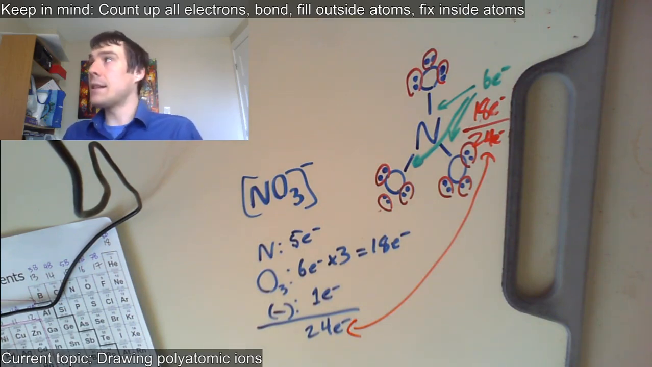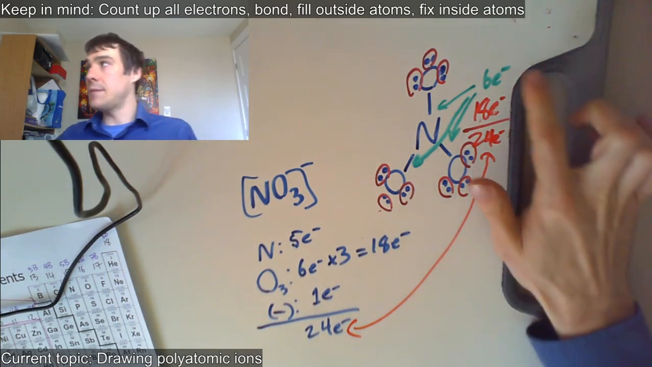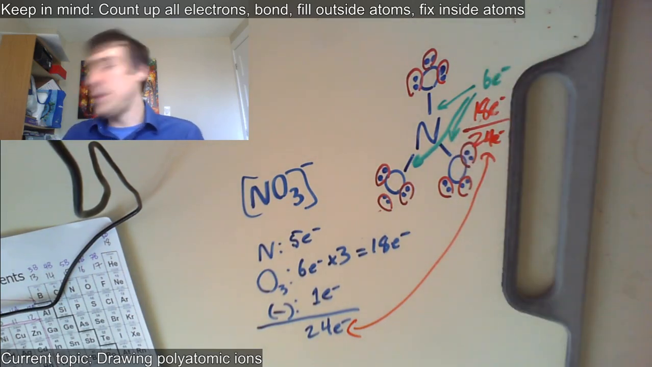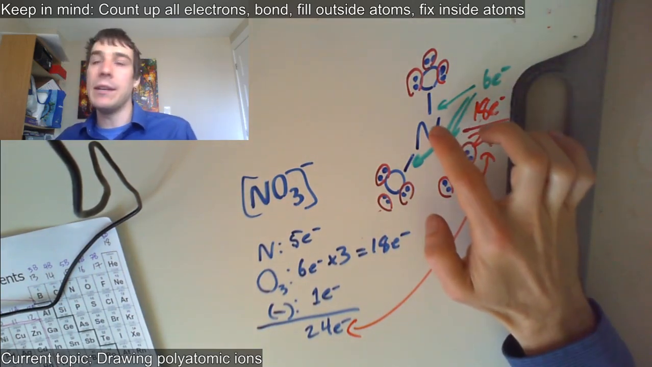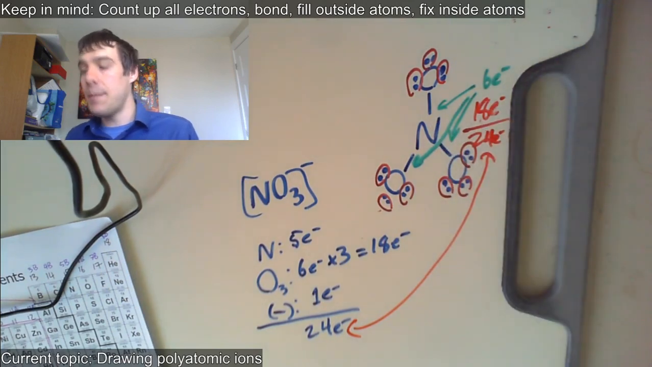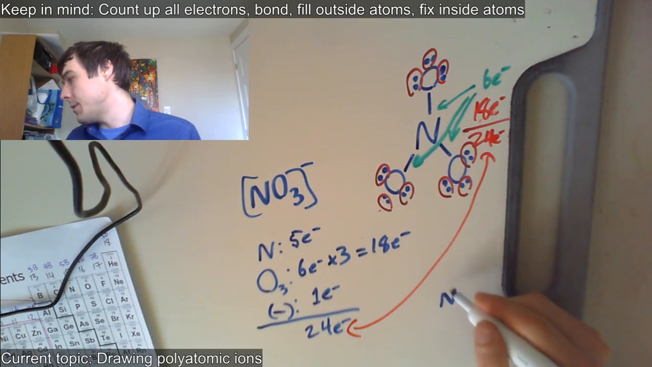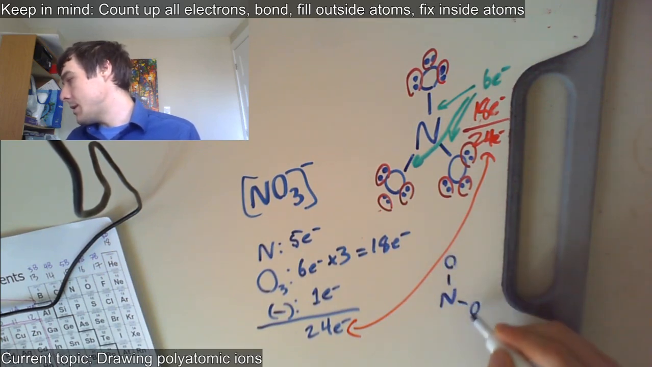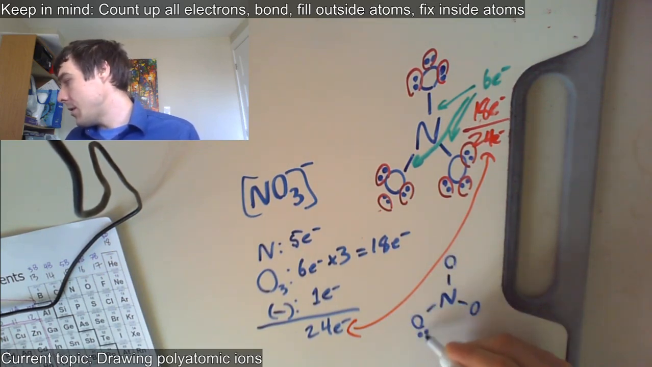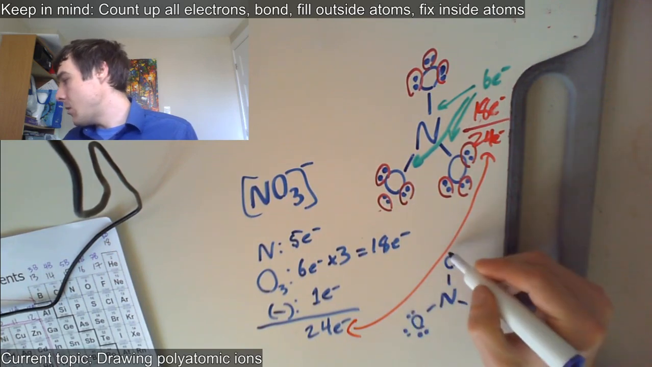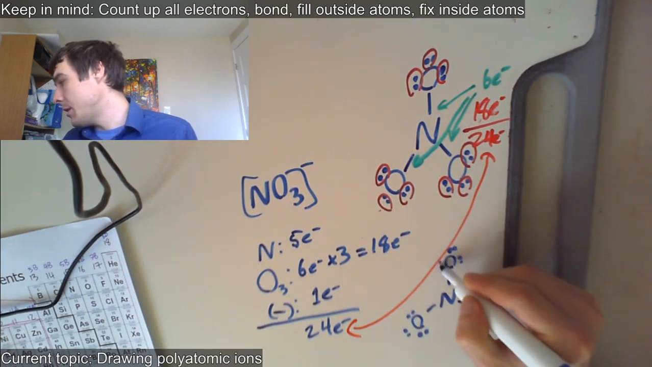And then the last piece is fix inside atoms. Note, fix the inside atoms. This nitrogen is not happy right now. Why isn't it happy? Well, the octet rule is still a pretty good rule. So instead of this structure, the way to fix this is we can move a lone pair.